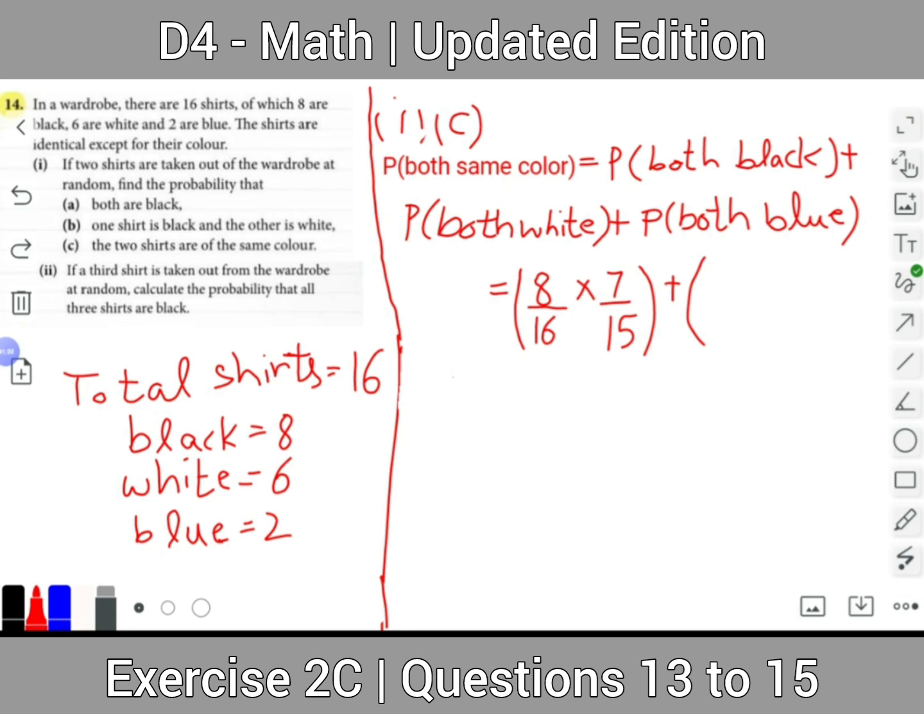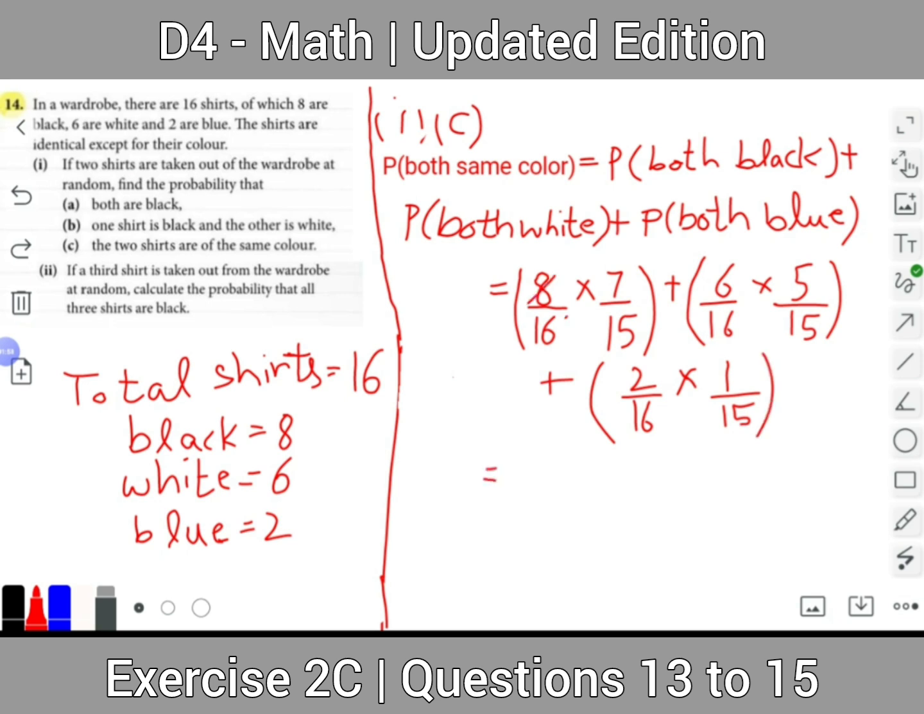The probability for the first shirt to be white will be 6 over 16. For the second shirt, since we have already taken one shirt, 5 white shirts are left and the total number of shirts left is 15, so here we have 5 over 15, plus. Now the first shirt to be blue, the probability will be 2 over 16, and since one shirt has been taken, one blue shirt will be left, so the probability for the second shirt to be blue will be 1 over 15.